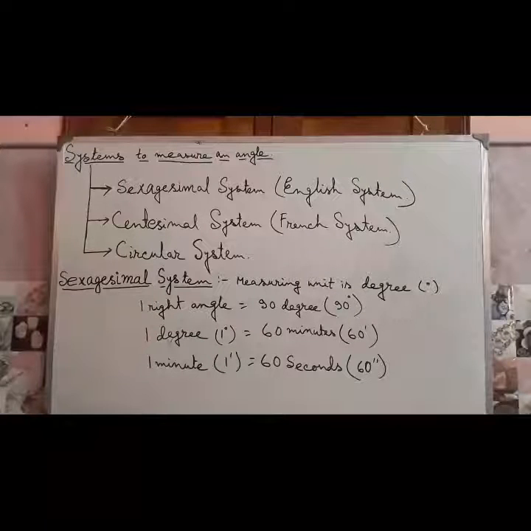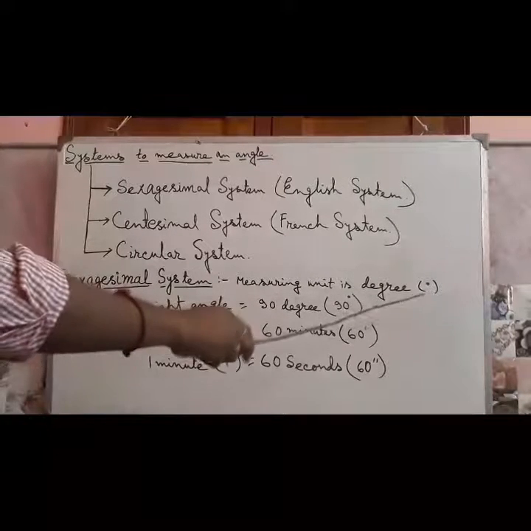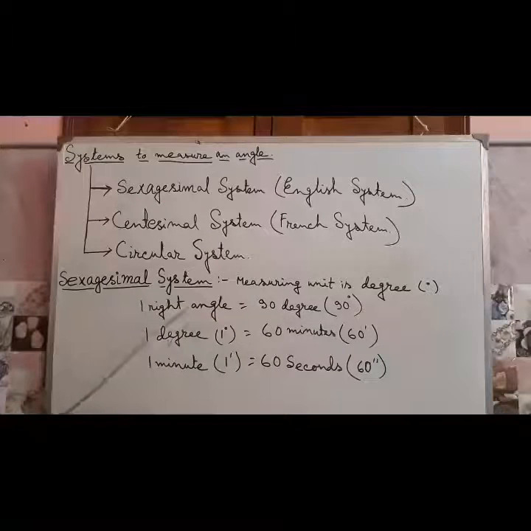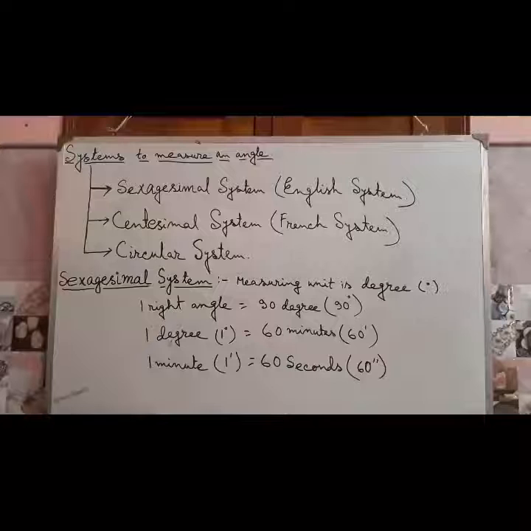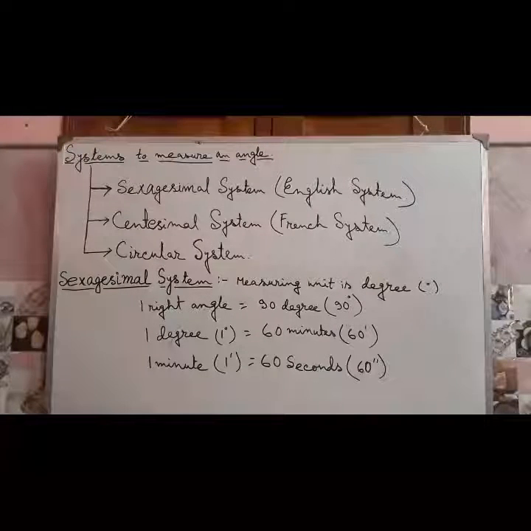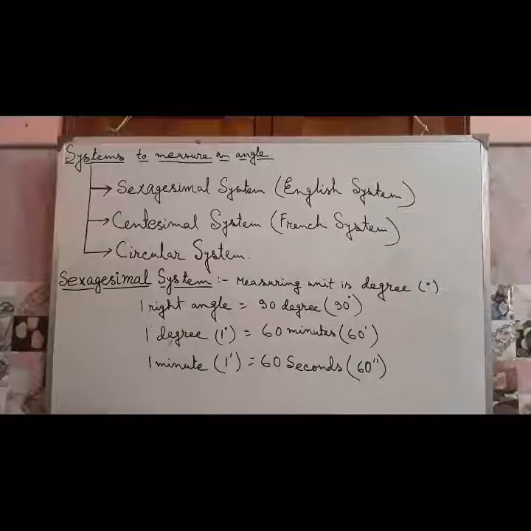The measuring unit in this system is degree. One right angle is equal to 90 degree, 1 degree is equal to 60 minutes, and 1 minute is equal to 60 seconds. Now, if anyone asks what a right angle is, generally we say that 90 degree is the right angle. But that is not the definition of a right angle.